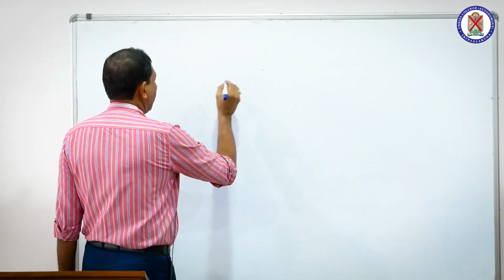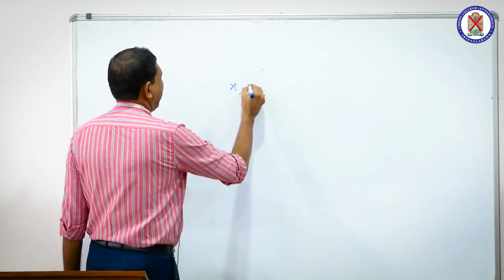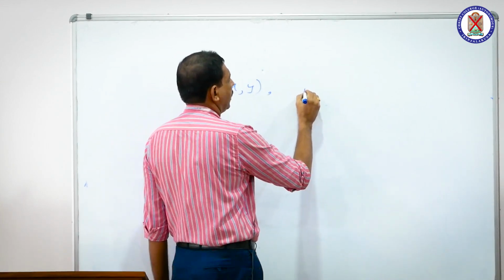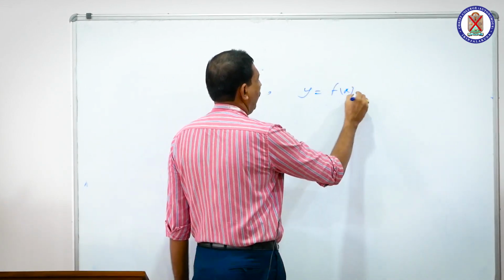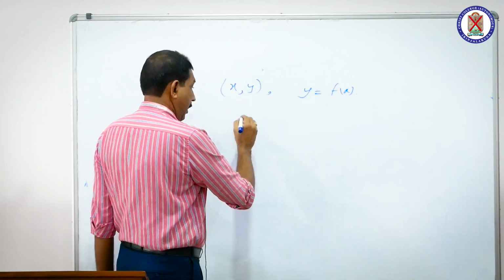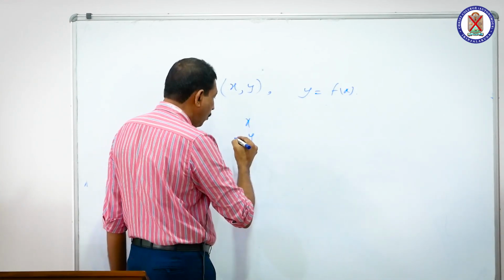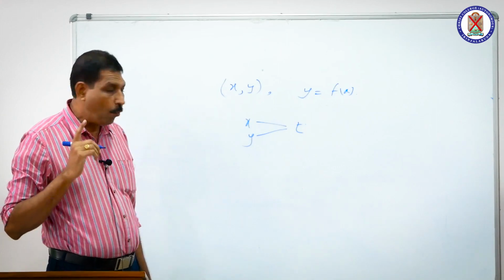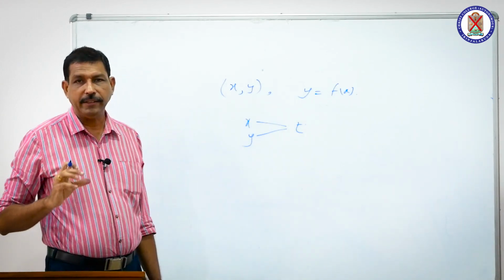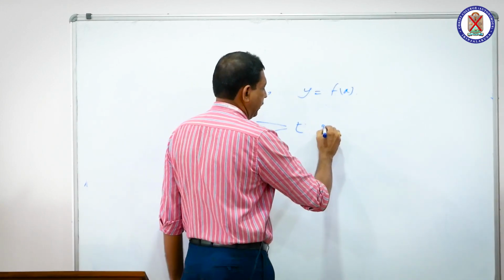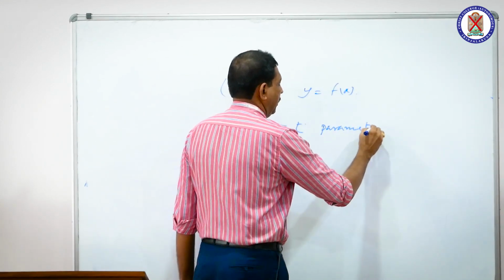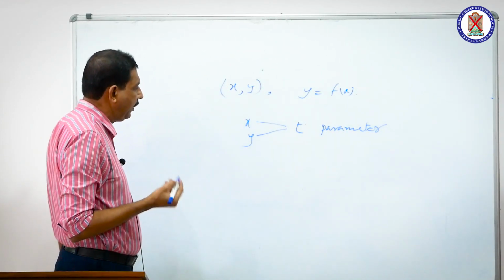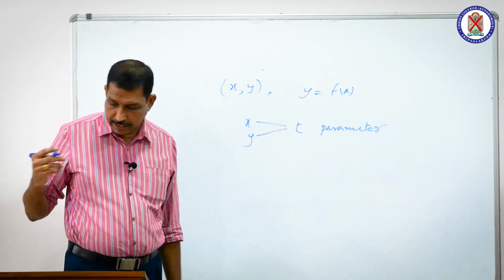In the Cartesian system, we have the coordinates x and y, that is, any point will be represented by (x, y), and we have the functional relationship between x and y, y equal to f of x. Now, as we know, x and y will be related with one entity. That entity is known as the parameter. Therefore, here t is the parameter. Now we are trying to draw the figures by using these parametric equations.